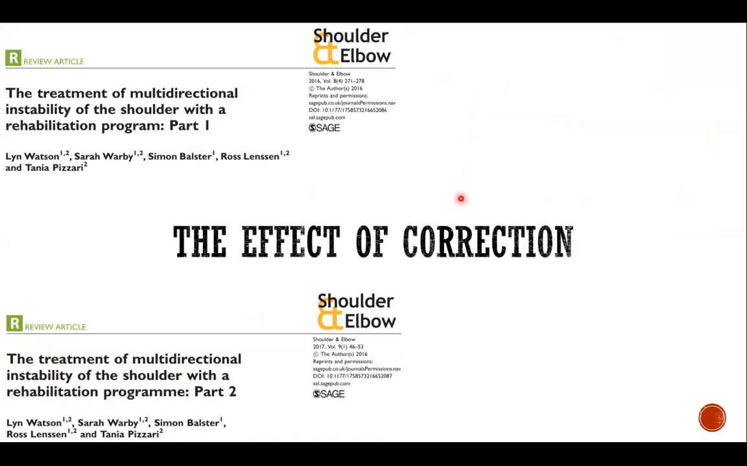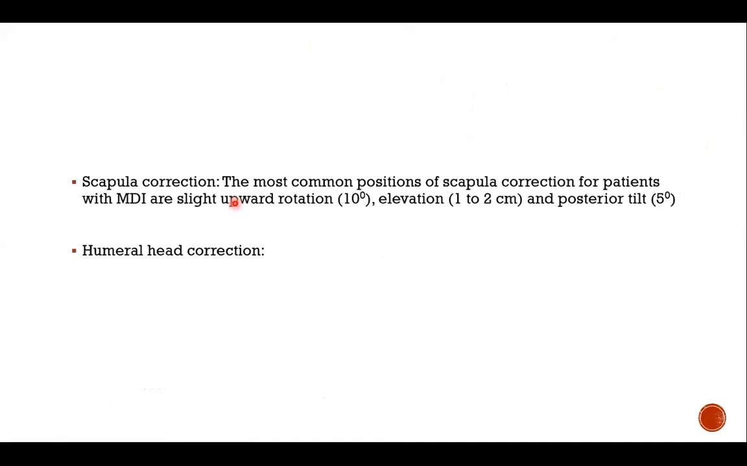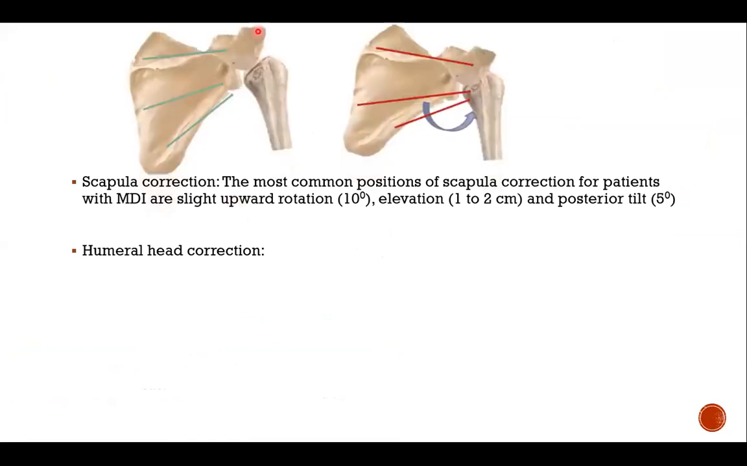Watson conducted the studies in 2 different parts. One was in 16 and 17 and guided the rehabilitation program in MDI. So the most important thing is scapular correction. This is the normal scapula. This is the downward rotation of the scapula, which is seen in MDI. The correction attained is to restore the upward rotation.